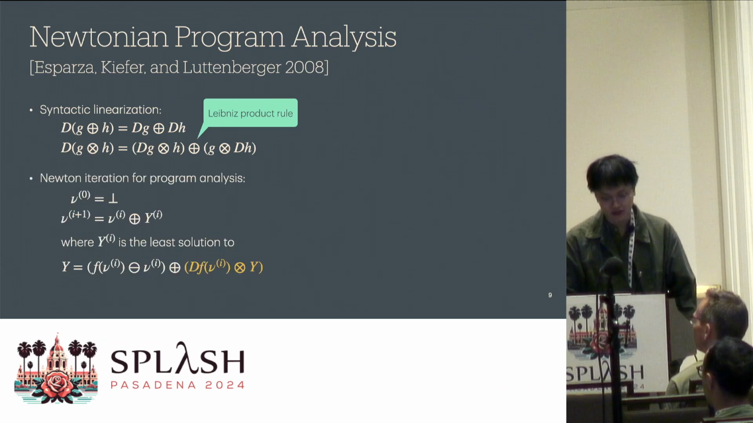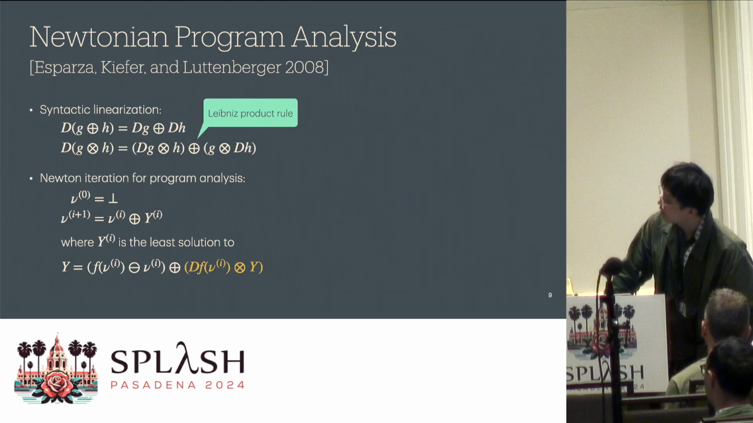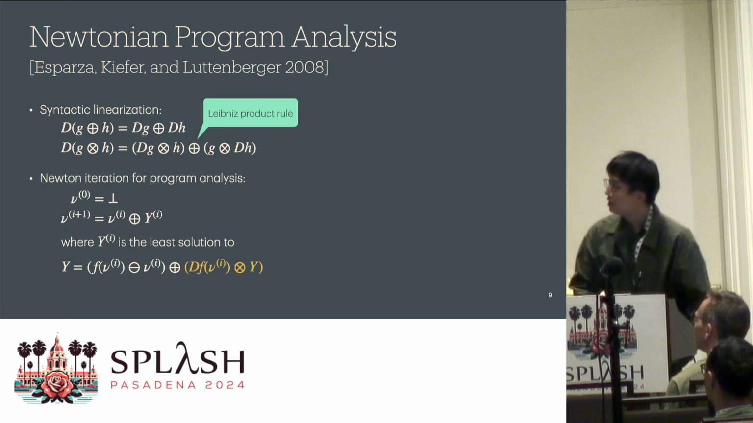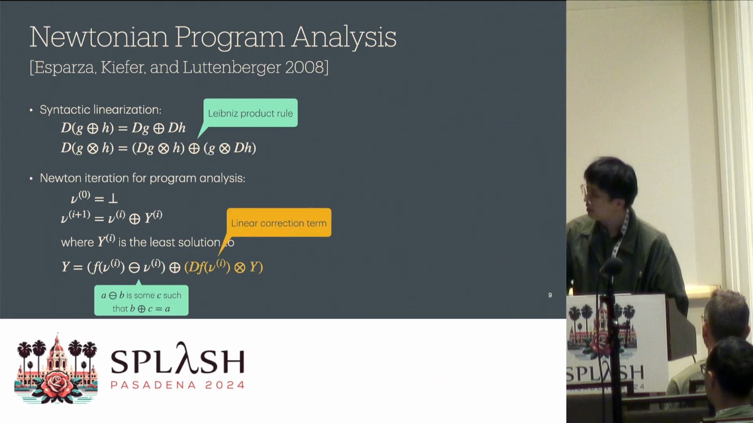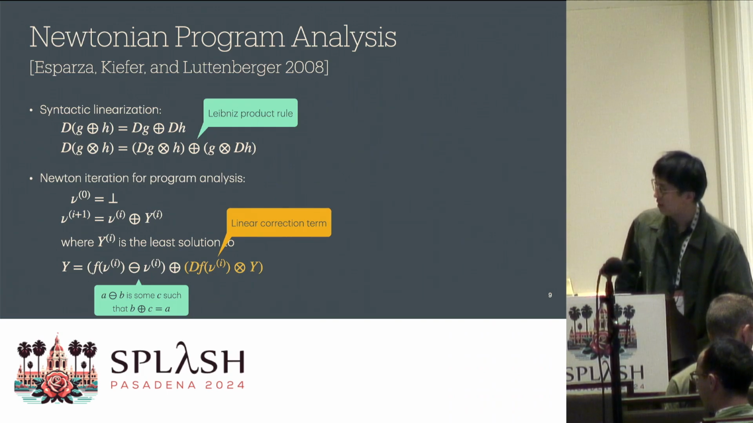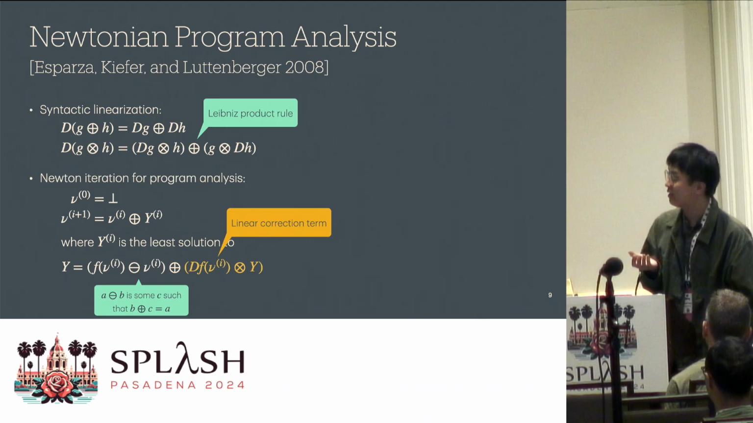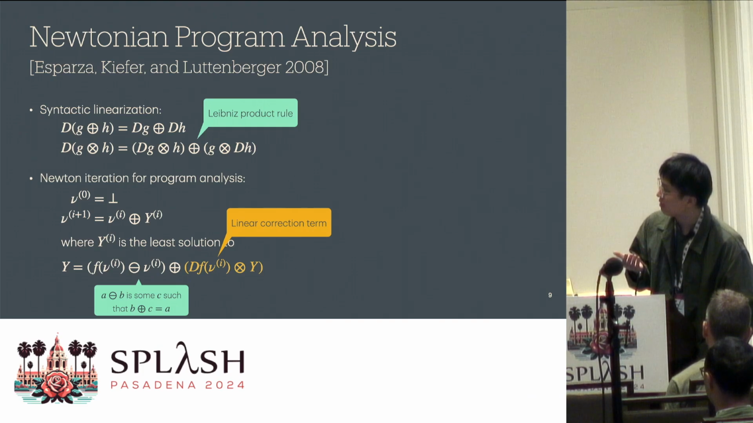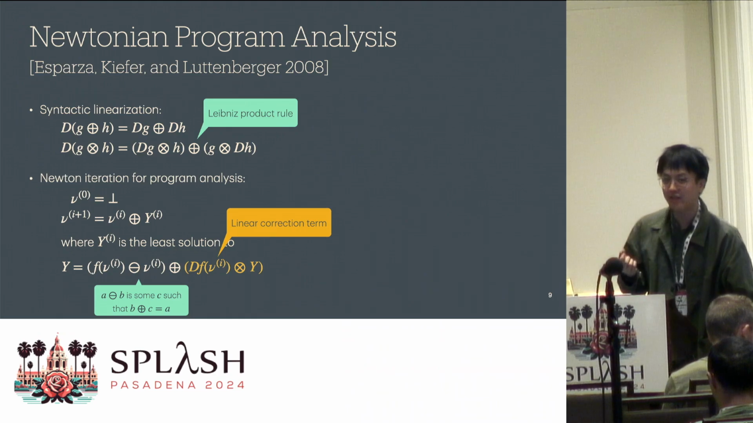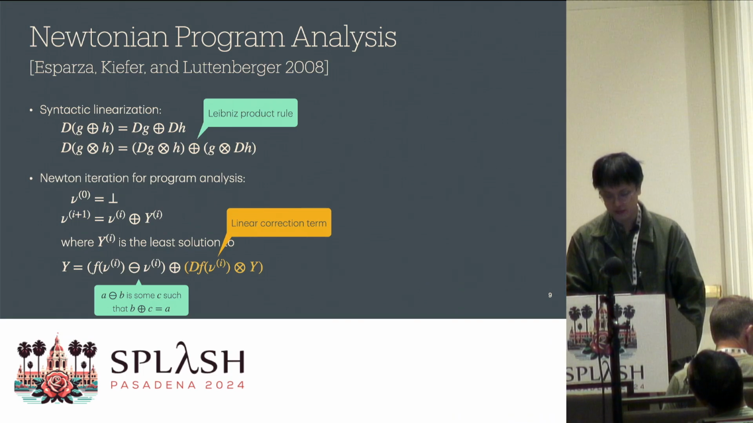Then in the Newton iteration for program analysis, we just construct a linear equation in every iteration. And here I just change the unknown variable from x to y. And as you can see, the highlighted part in yellow is the linear correction term, and this is how it's actually defined. The basic idea is that we compute the derivative of the function at the previous solution to the equation, and then we use that to construct a linear function by multiplying it by y to construct a linear model of the original equation.